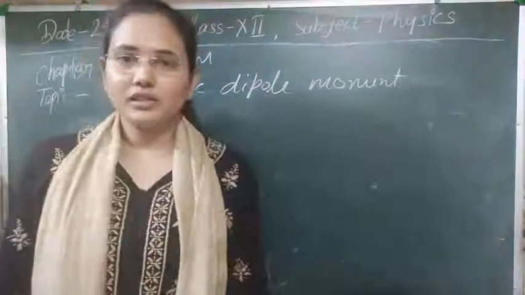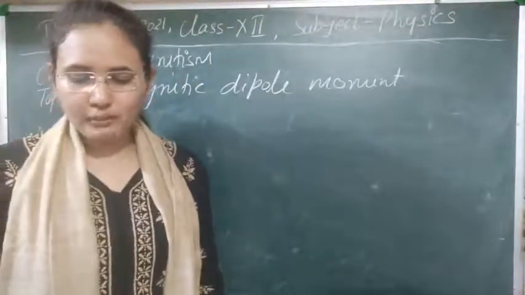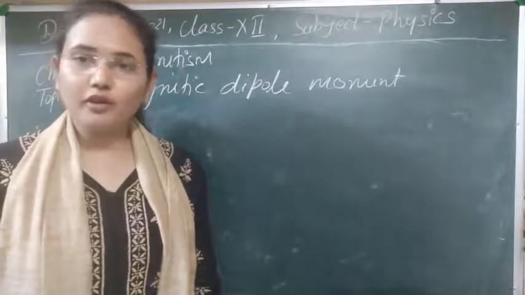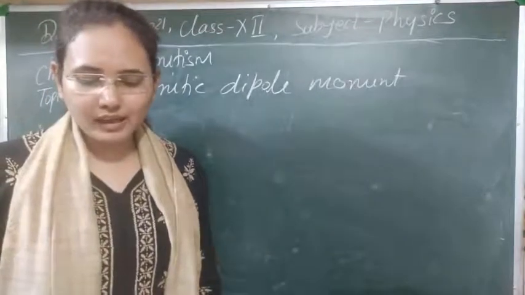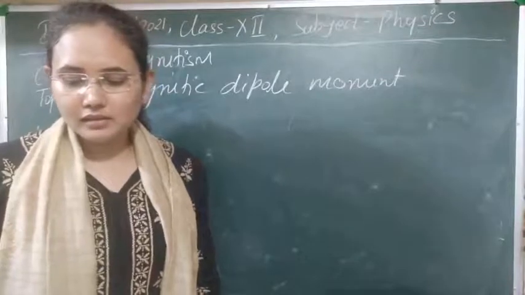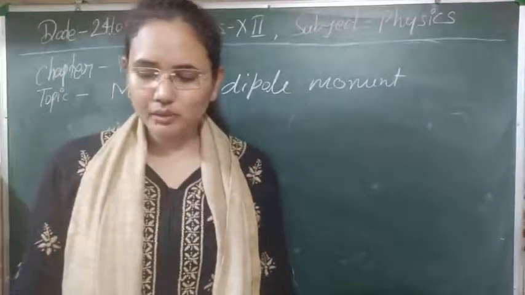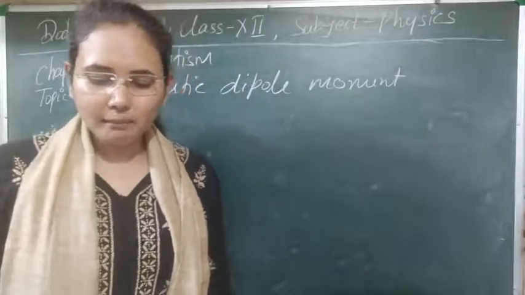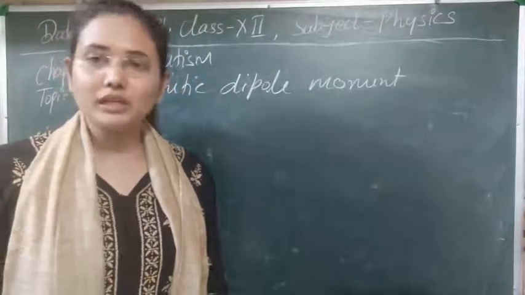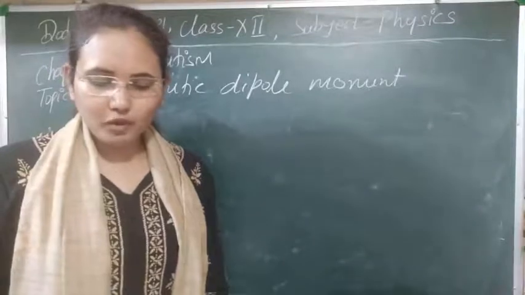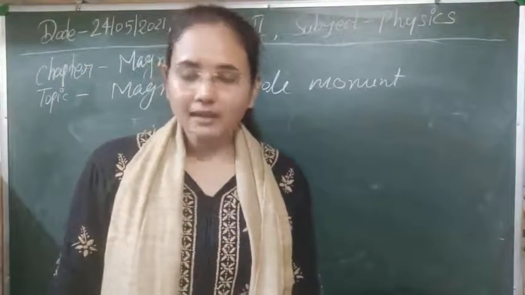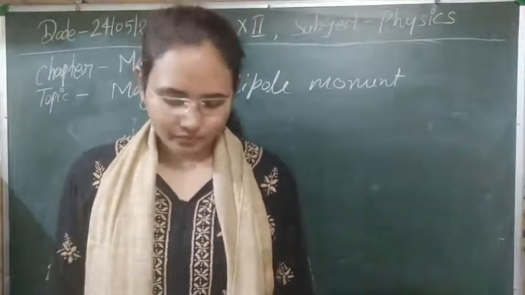Here the question is: two thin bar magnets of pole strength 25 ampere meter and 48 ampere meter respectively, and lengths 0.20 meter and 0.25 meter respectively, are placed at right angles to each other with the north pole of the first touching the south pole of the second. Find the magnetic moment of the system.